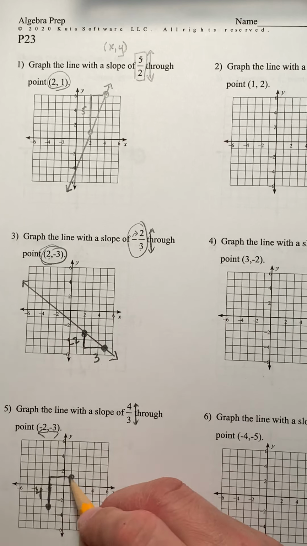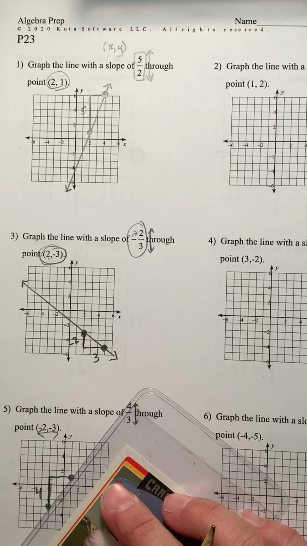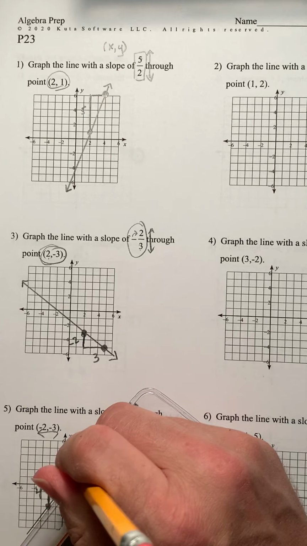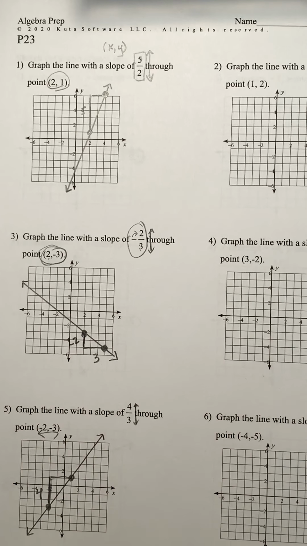And once I have my 2 points, rise 4 to the right 3, I connect those 2 points in a line. Get my arrows off the grid, and I'm good to go.